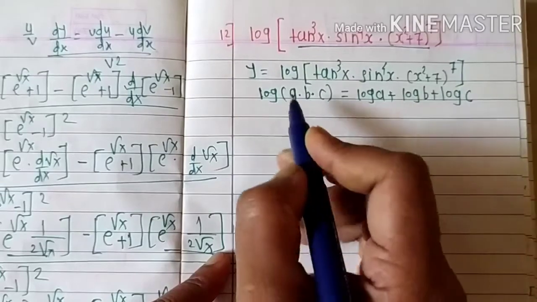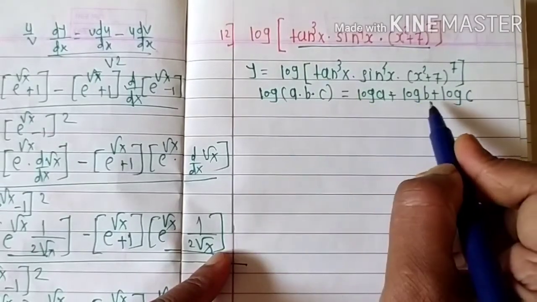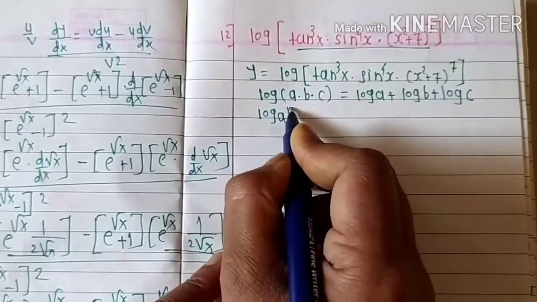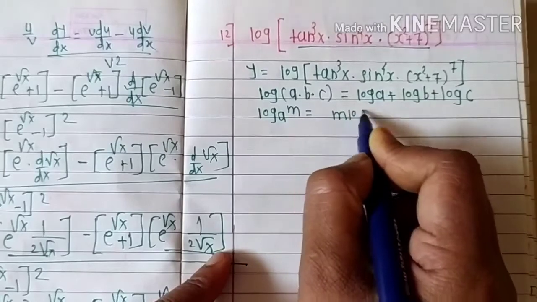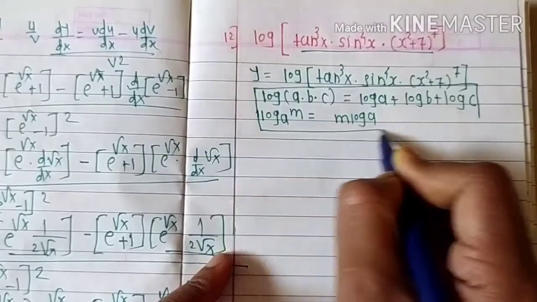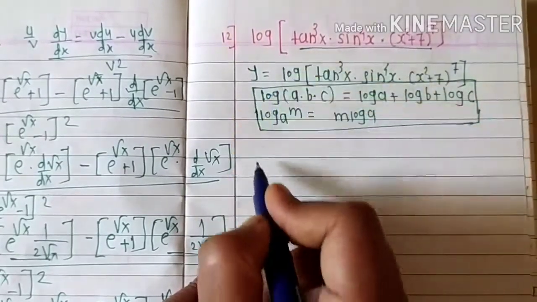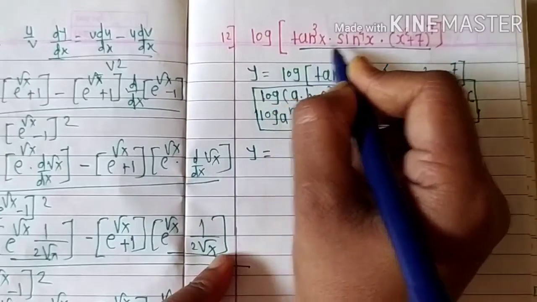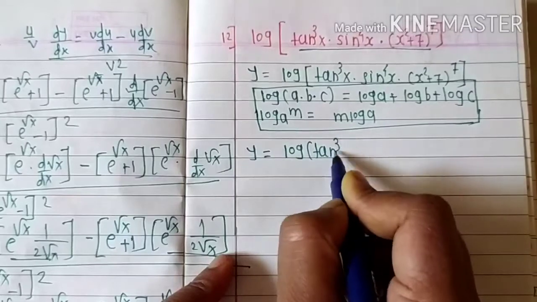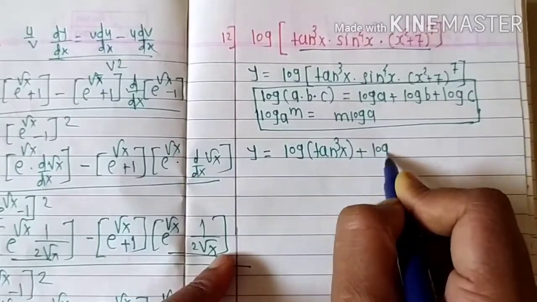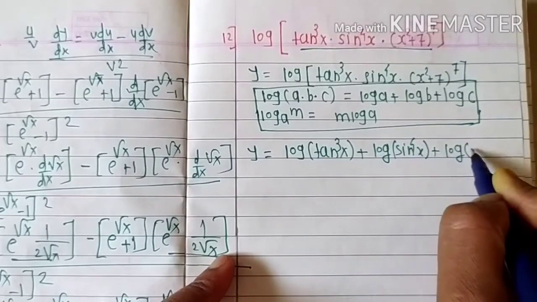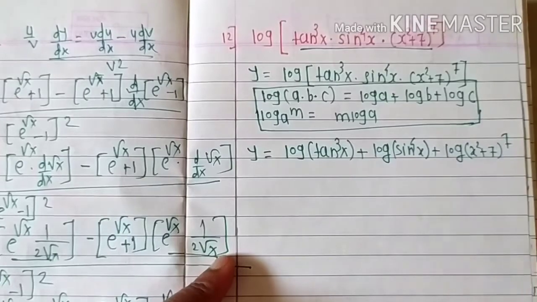So which property do we use here? Log a into b into c is log a plus log b plus log c. Then again one property we have to use: log a raised to m power is m into log a. These two properties are important. Applying them, what do we get? Log of first function, second function, third function: log of tan cube x, plus log of sin raised to 4x, plus log of (x square plus 7) raised to power 7.